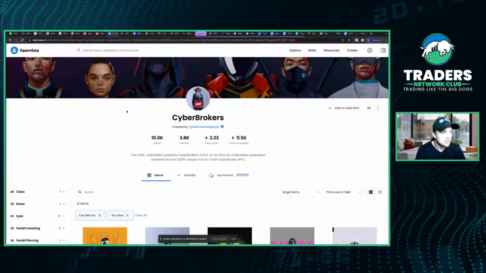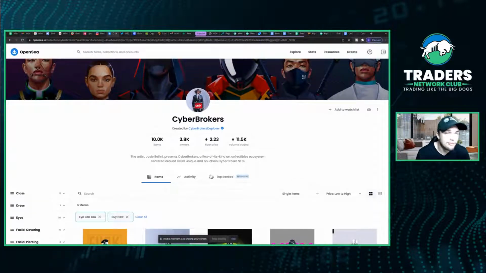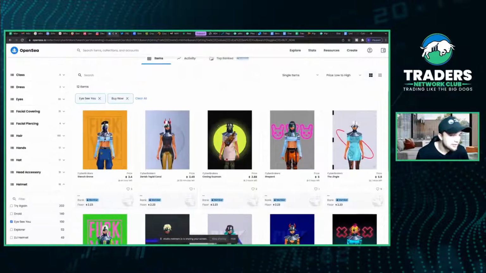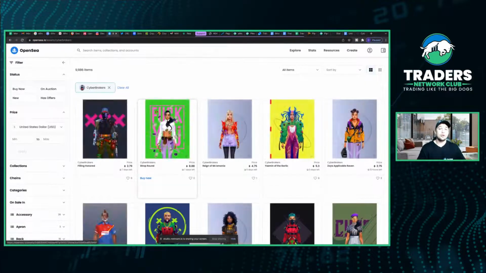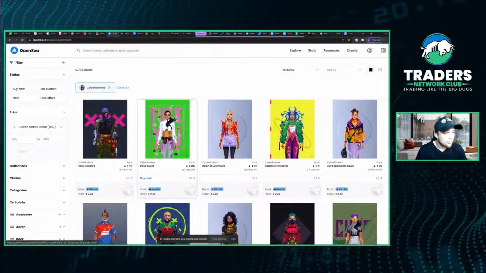Okay. So you want to make sure it's a project that's pumping, it's got a lot of volume going, a lot of buyers. That's just for an example. Also, for an example, what you just want to use is the thickness and the thinness of the floor. So when you go into the items right here and we go to buy now, okay.